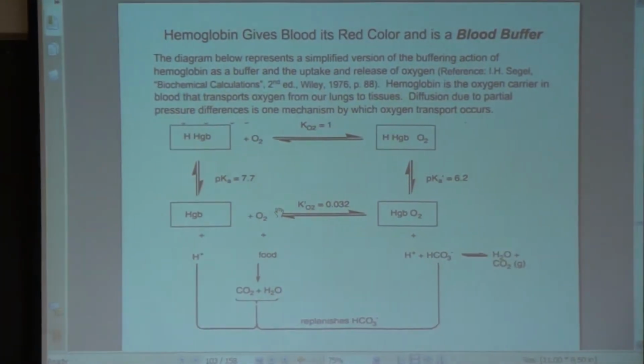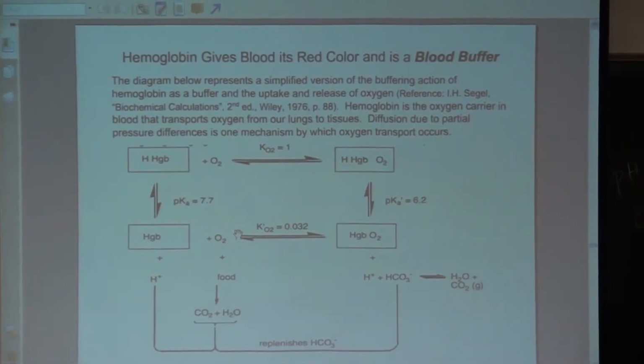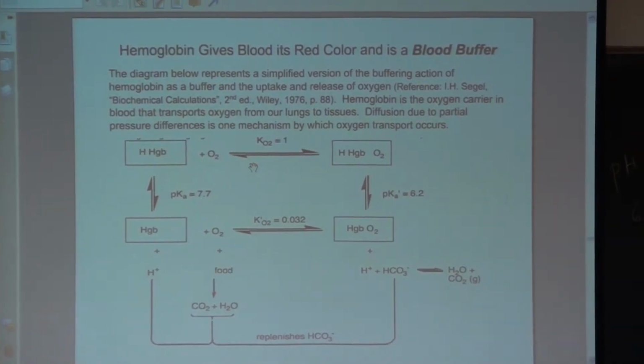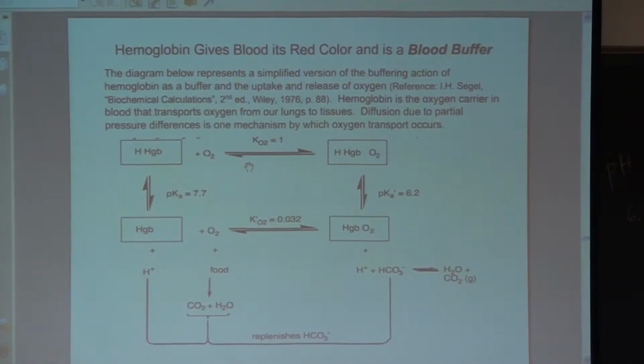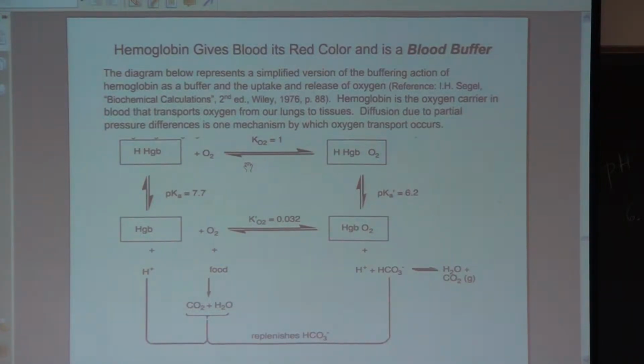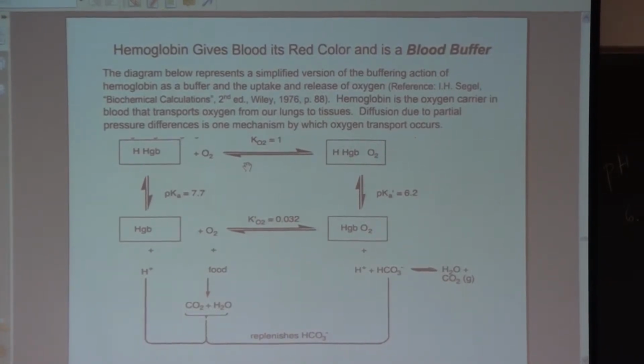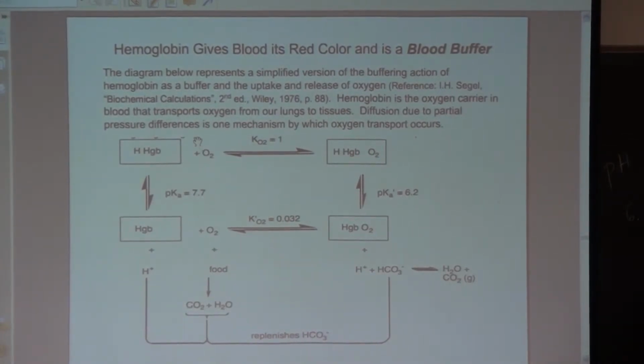So let's talk about the second blood buffer system. This is the hemoglobin blood buffer system. This diagram represents a simplified version of the buffering action of hemoglobin. First we know that hemoglobin is that substance in blood, and what's the function of hemoglobin besides being a blood buffer? It carries oxygen. Note that according to this diagram, there are 4 different forms of hemoglobin. This is the deoxygenated hemoglobin. And note that hemoglobin, since it's a protein, can either be an acid or a base.